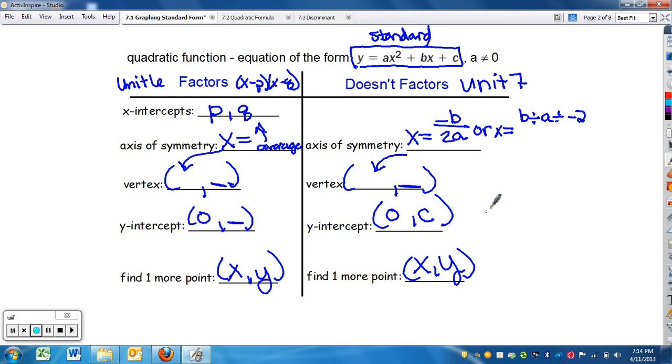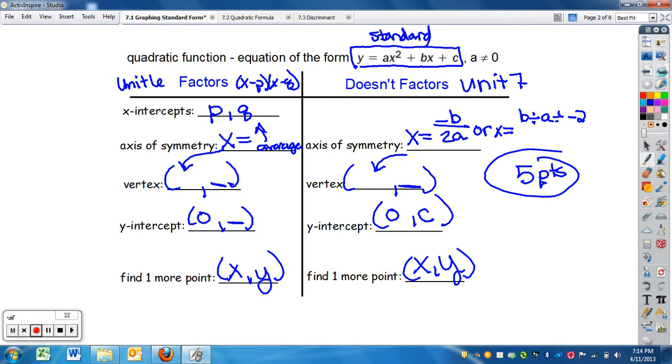One thing I also should note with our graphs for this one: last unit we had to do 7 points. This unit, I am happy with 5. So you're now required only to do 5 points on your parabolas.